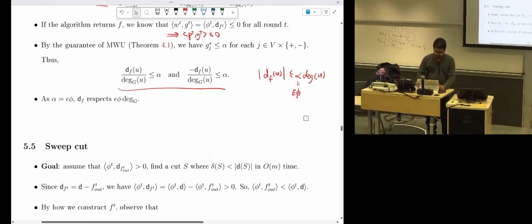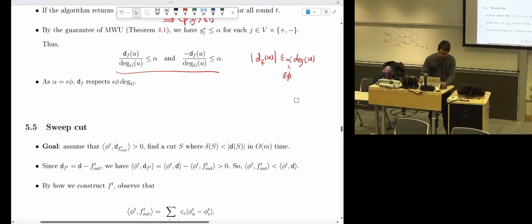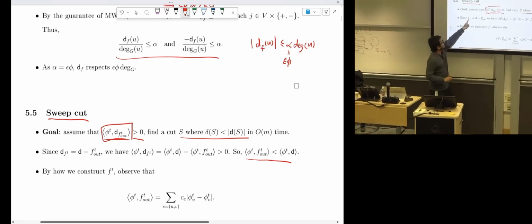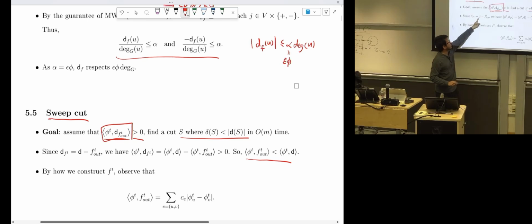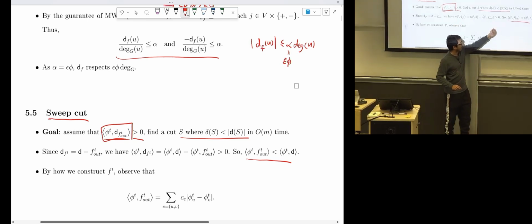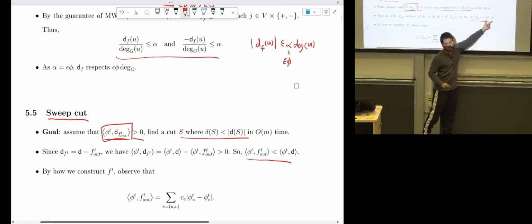Right. And now let me finish with the sweep cut. This is when this thing is more than 0 and we're going to find a violating cut. So what's going on here? When this is more than 0, I claim that this is the case. Why so? Because the residual demand, or excess, is just demand minus the flow out. So this is just the same as this thing. But if this is more than 0, then this part is less than this part.